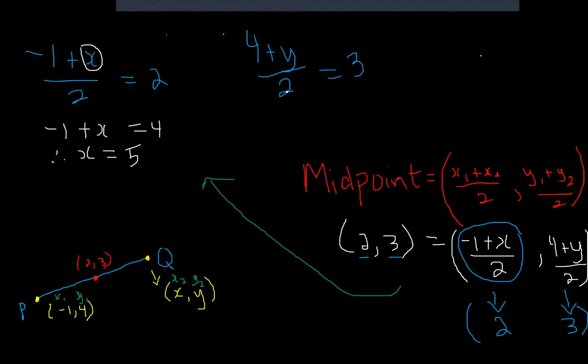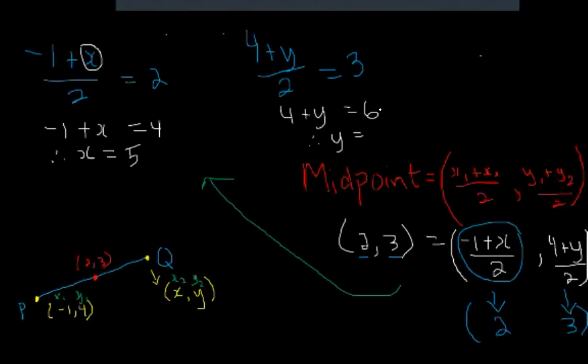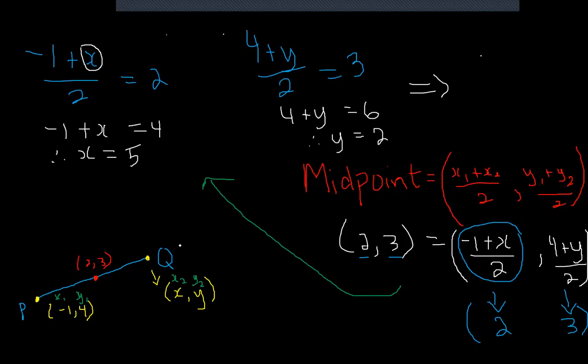You do the same thing here. This would be equal to 4y is equal to 6. Therefore, y would be equal to 6 minus 4, which is 2. And now I know my x value and I know my y value. So I could say that the coordinate of Q, which is in the form x, comma, y, would be 5, comma 2.